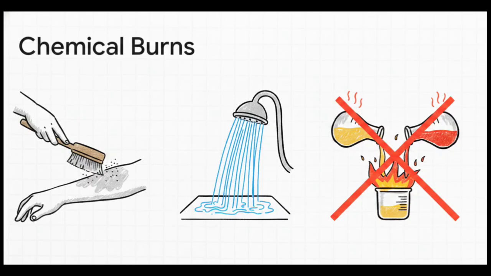Finally, let's talk chemical burns. The golden rule here is immediate removal of the offending agent. If it's a dry chemical, brush it off before you apply water, or you're going to activate it. Then, irrigate the area with copious amounts of water for at least 20 to 30 minutes. Keep in mind, alkali burns actually penetrate much deeper than acid burns.